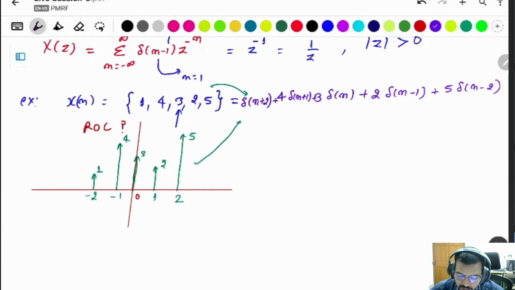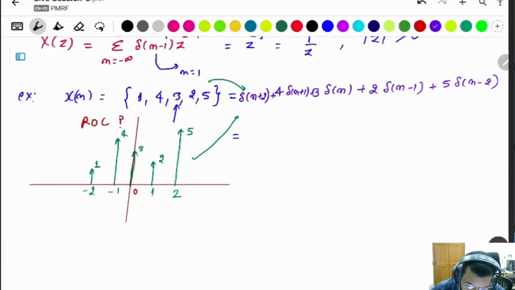This is the function written by this one. This will be del 0. This will be del n plus 1. This will be del n plus 2. This will be del n minus 1. This will be del n minus 2.